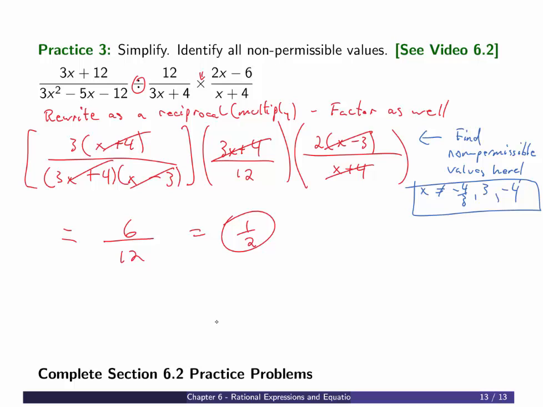And that's it. So trust me, if you just follow the steps, you can't go wrong here. You just have to go slowly, and you'll be fine. So work in the practice problems. Very important you work in the practice problems, and then when you're ready, you move on to the next section, section 6.3.